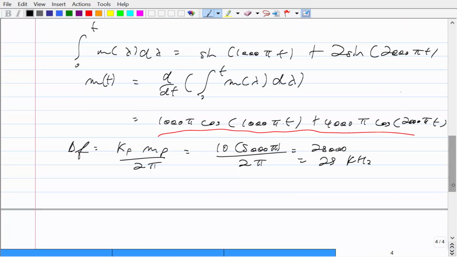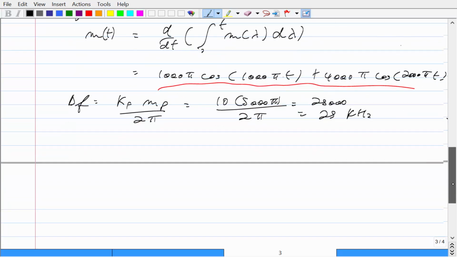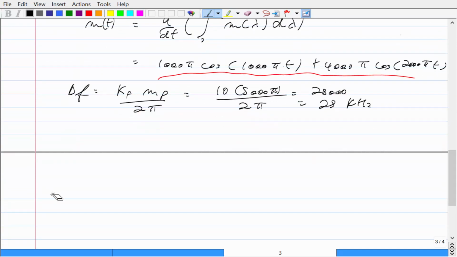Okay, any questions here? It's pretty dead simple here. You just figure out what the integral is and then just take the derivative of that. Okay. Part C. Yeah. Part C. Okay, good.